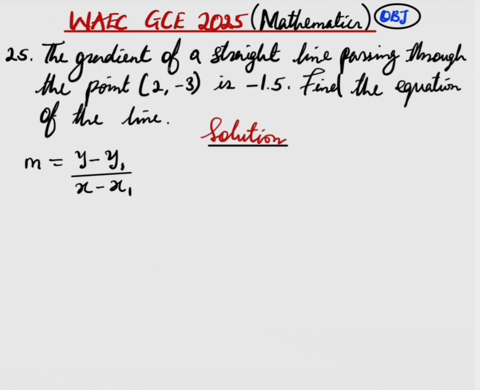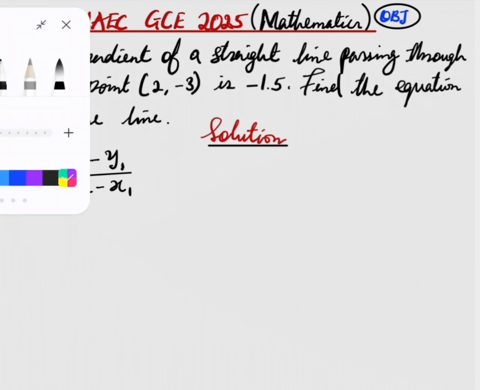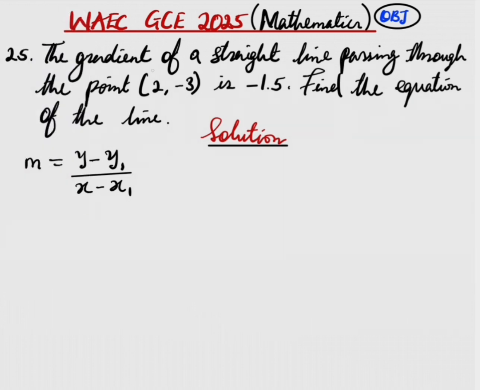Now the point is defined by two coordinates, the x and y coordinate. So 2 is x sub 1 and -3 represents y sub 1. And we also have the gradient, -1.5. So we have all that we require to get the equation of the line.